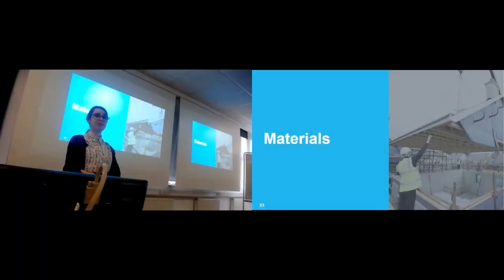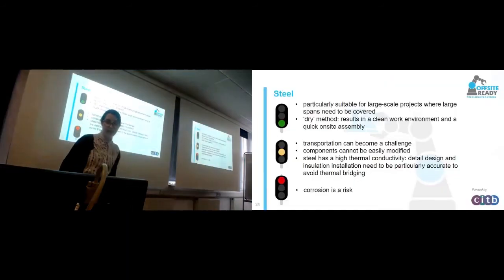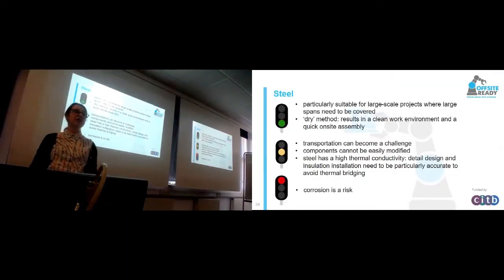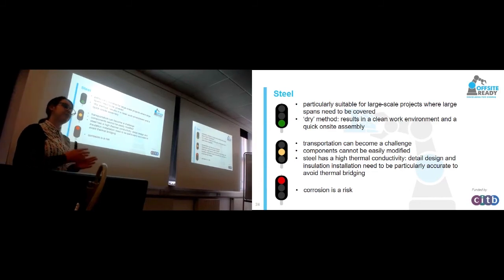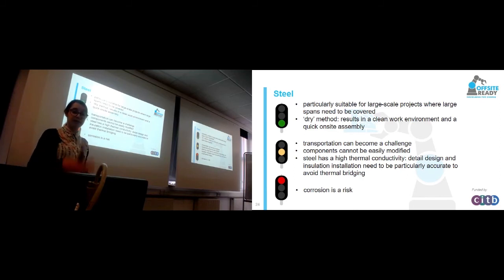Now we're going to see what types of materials we can use for offsite construction. And to be fair, you'll already be familiar with them. They're the typical construction materials. So we'll start with steel. Steel is particularly suitable for large-scale projects where large spans need to be covered, where something like timber would give you limiting conditions. And it's a dry method, so it results in a very clean working environment.